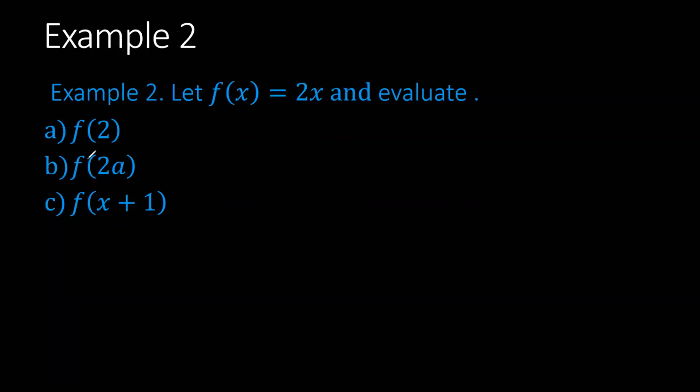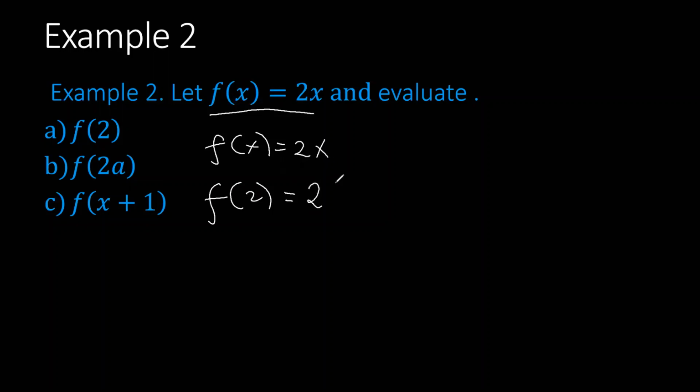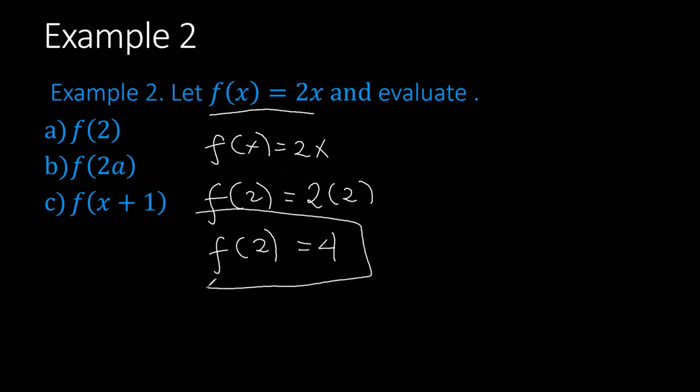So let's have the example number 2. So the given example number 2 is the f of x equals 2x, and evaluate this at f of 2, f of 2a, f of x plus 1. So let's start with letter A. So write the given f of x is equal to 2x. So we have f of 2. So just substitute 2 to the variable x. So we have 2 times 2. So the value of the function at x equals 2 is 4.